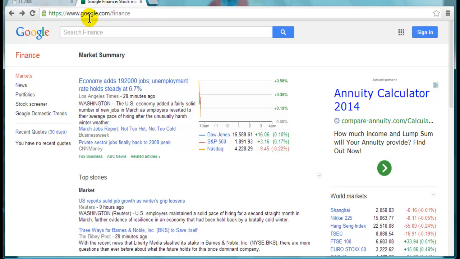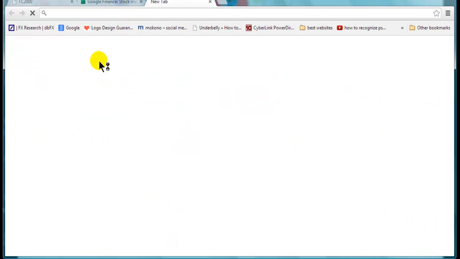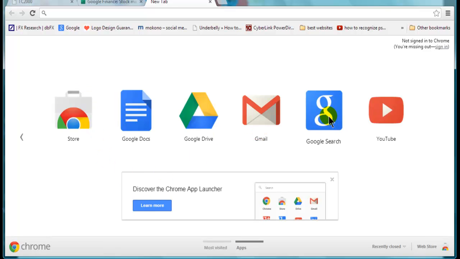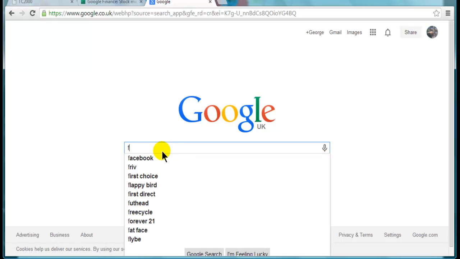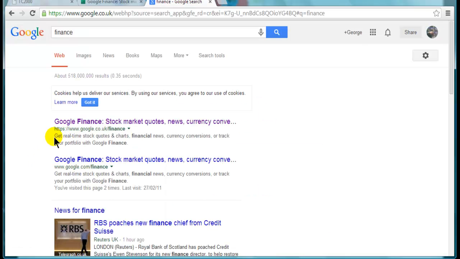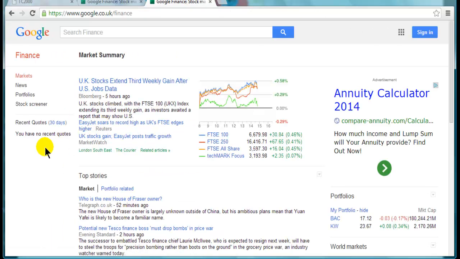Because I live in London, I'll show you what I'm talking about. If I go to Google search and just put in finance, you can see Google Finance, stock market quotes, news, currency. Now click on it. If you check the URL, it's now .co.uk, because Google will transfer you to your country. So depending on your country, you will see the Google Finance of your country.